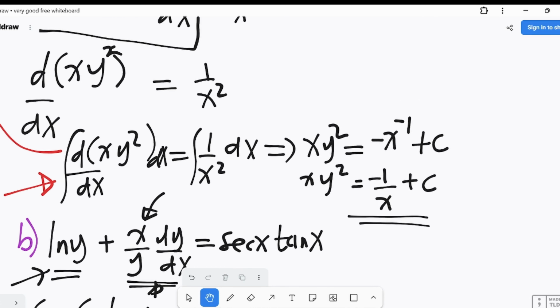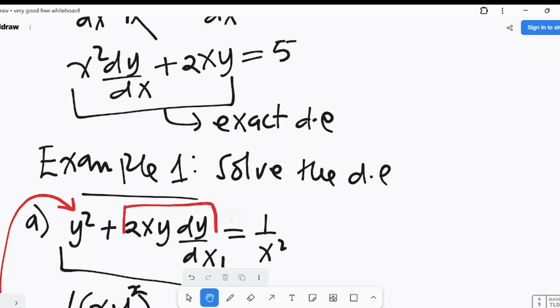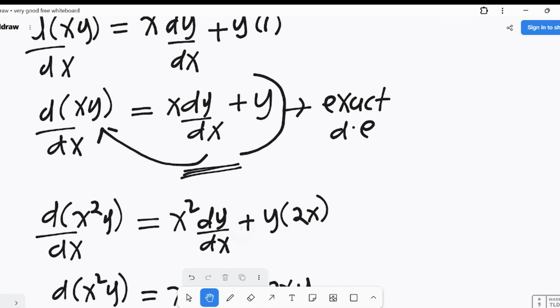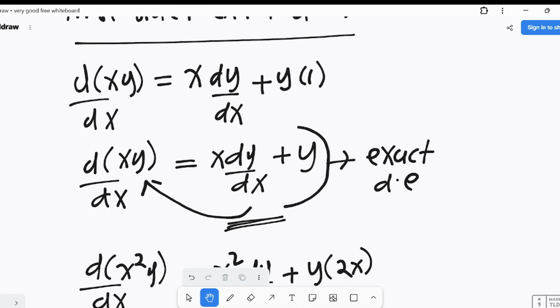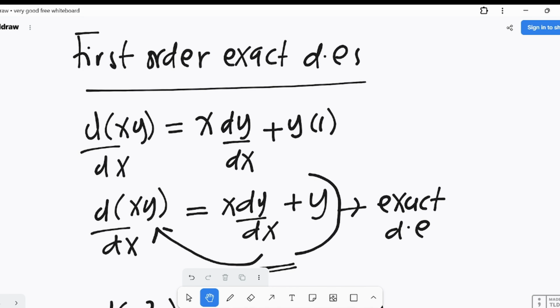So here we have looked at what exactly is R. So that's our main focus for this. What was the exact DE?